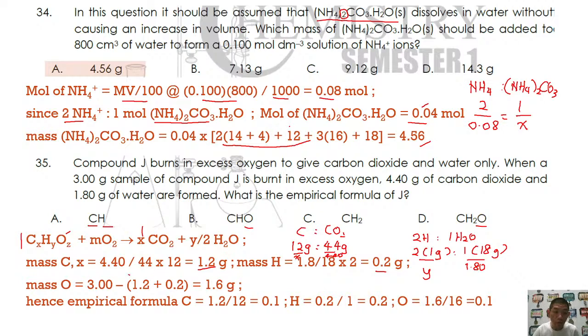So the remaining of the 3.0 gram is what? The remaining that makes up the 3.0 gram is oxygen. Therefore, you get your mass of oxygen, 1.6.